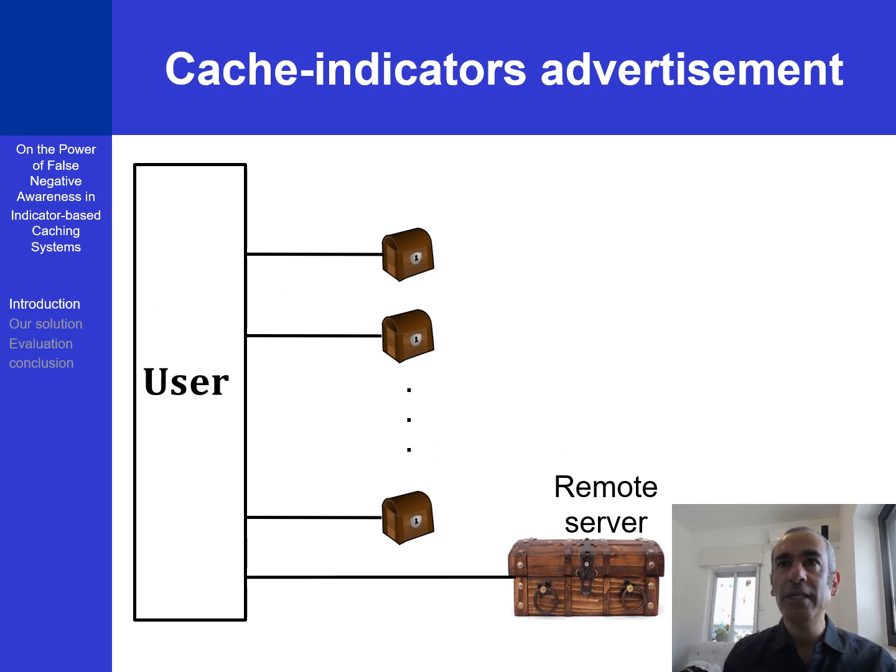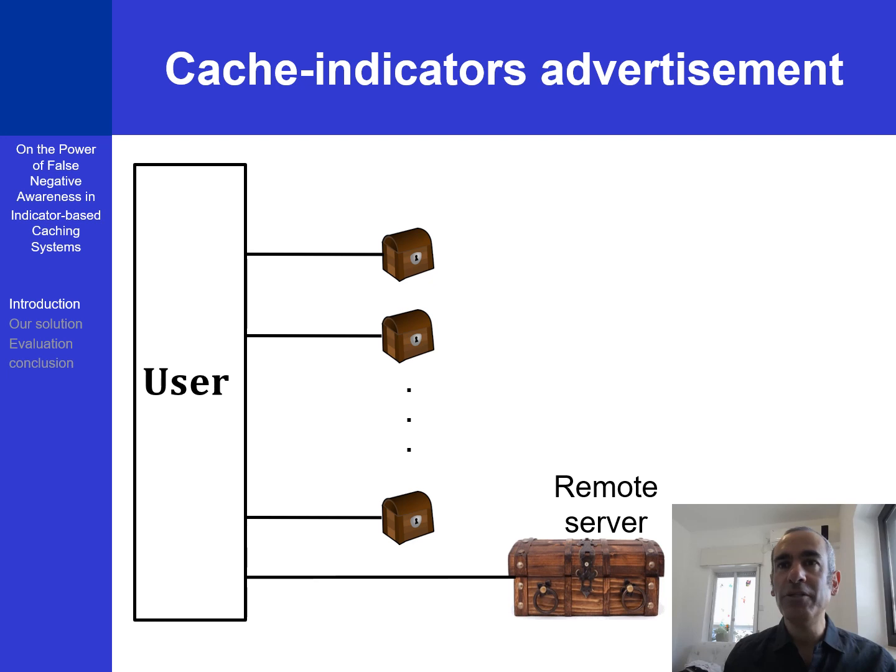Network caching is a fundamental building block in numerous networking environments. Commonly, a user is equipped with one or more caches. When the user fails to retrieve a requested datum from a nearby cache, the user has to access a remote server, resulting in high penalty in terms of delay, bandwidth, and energy.